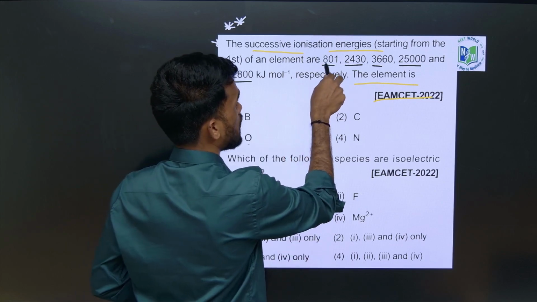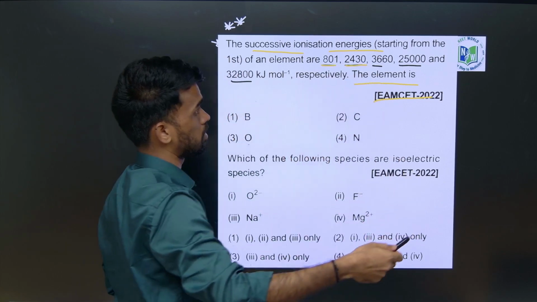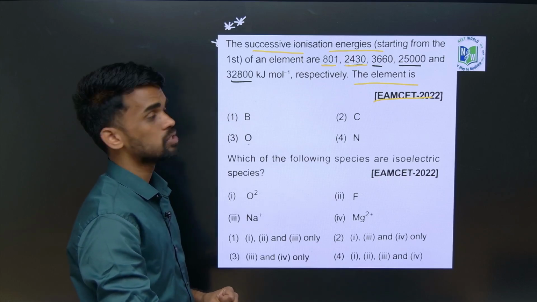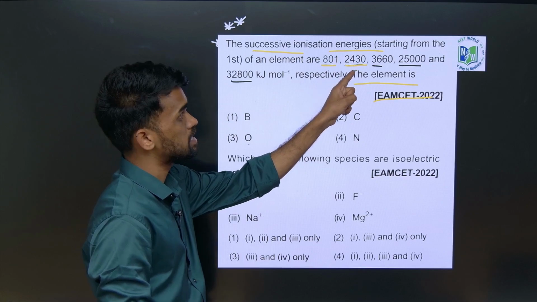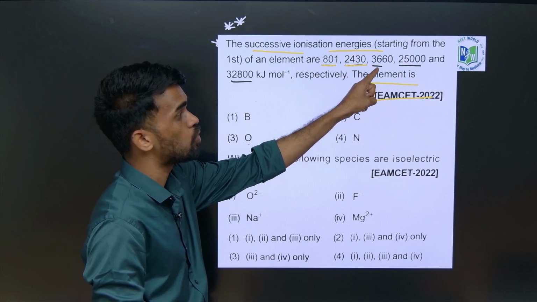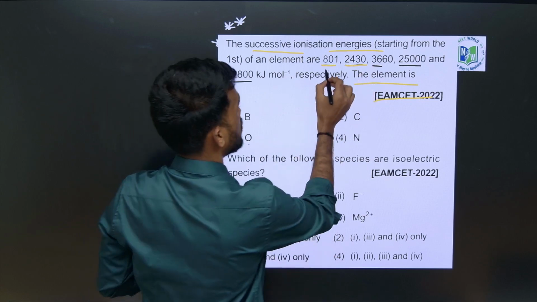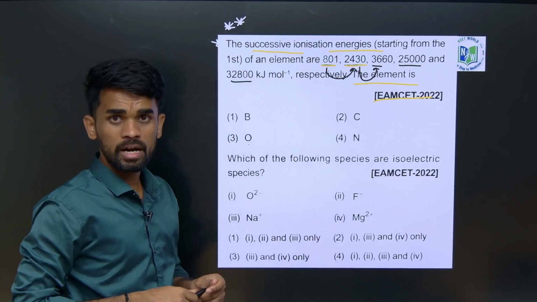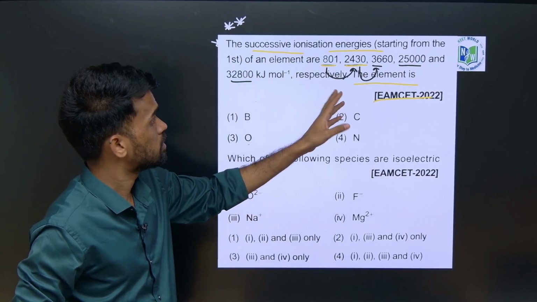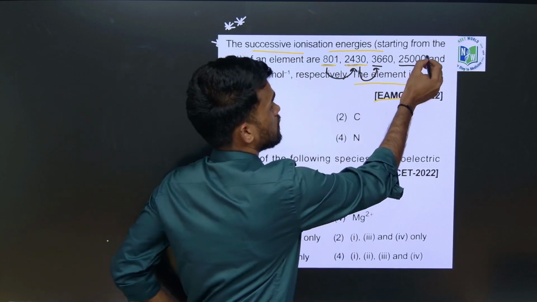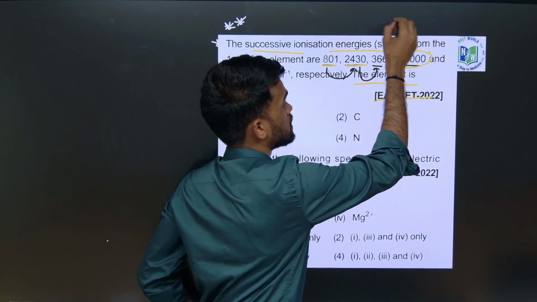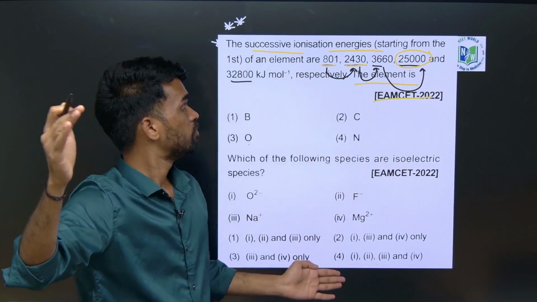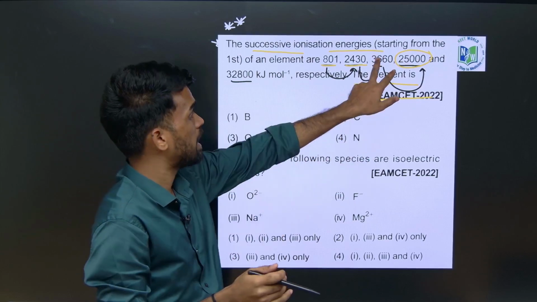When they give this kind of question, just compare the values. The first value and second value are comparable, something like twice or thrice of it. So here it is something like 4 times. From 1 to 2 it is comparable, from 2 to 3 also comparable. But after the third ionization energy, compared with the fourth ionization energy, there is a very large jump, a very large difference.